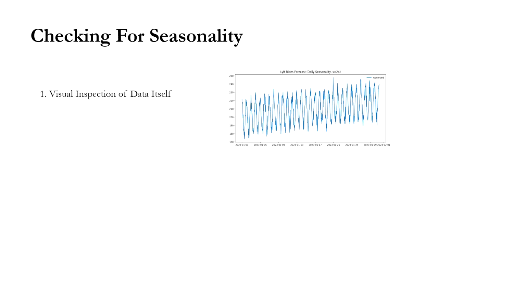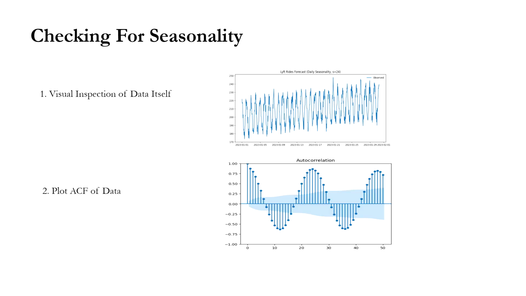So there's a number of ways of checking for seasonality. We could do a visual inspection of the data itself. Here's an example of Lyft rides. You can see that it's basically cyclical around 24 hours. We could check the ACF plot of the data. And here you see some really clear patterns, almost like sine waves, right? Or they actually are sine waves. And then finally, we could seasonally decompose the data and check for some type of signal.